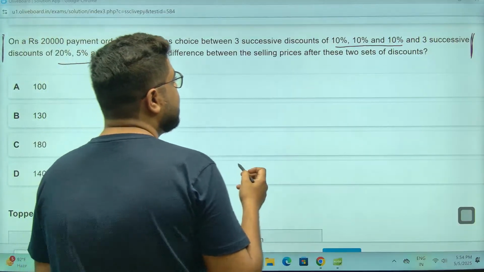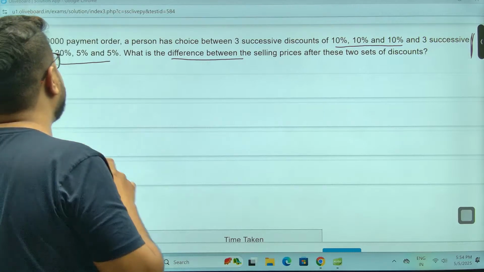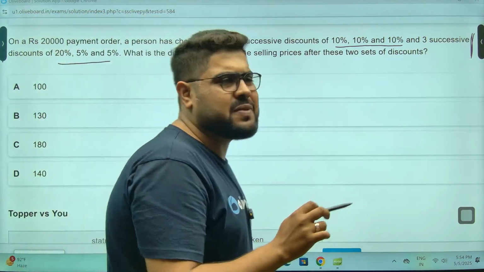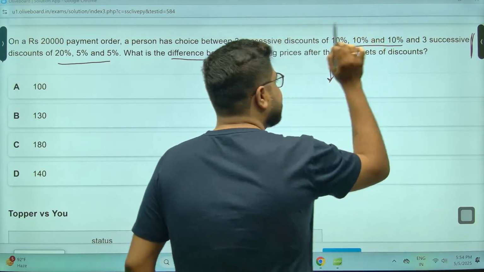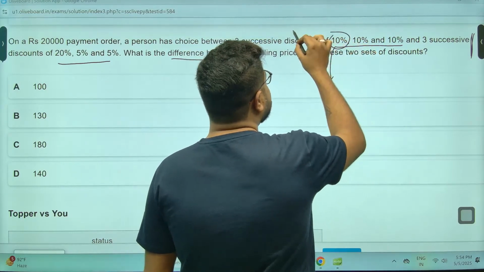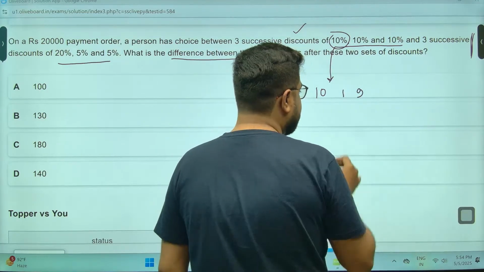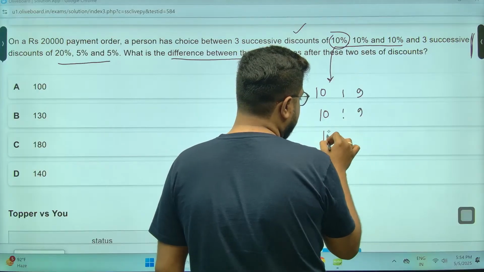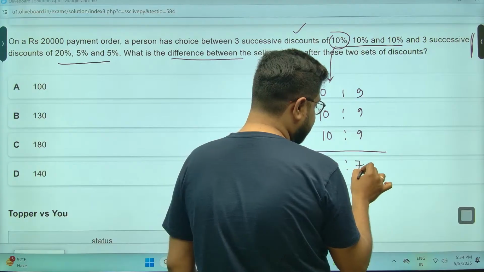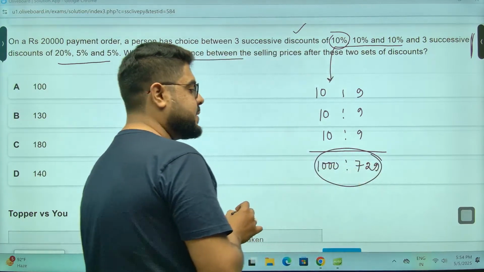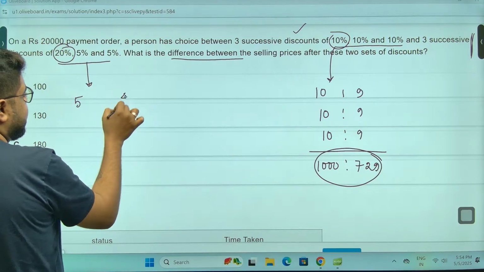Okay? Here, sir, they are asking the difference between the selling prices, 25 and 5. Both methods are equally good. But I always do it using ratio, like AB theorem. So let's use ratio for once. 10% discount means what, sir? MP is 10 rupees, SP is 9 rupees, like 1 rupee discount. So 3 times, compound ratio, it will be 1,000 rupees and 9 cube is 729 rupees. Similarly, this one, 20% means 5 rupees MP, 4 rupees SP.